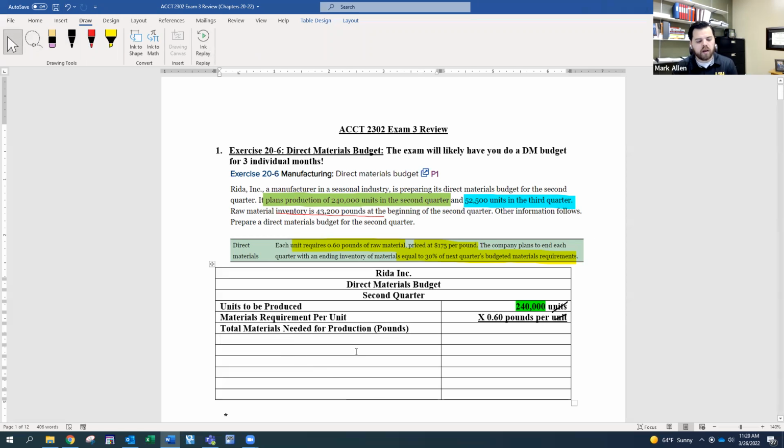Now, at this point, there's one more thing we'll need. So we don't only need enough production. And if you actually do this multiplication, that's 144,000 pounds. So we don't just need 144,000 pounds, though, because we also need enough that we have 30% of next month's materials requirements available. So what we're going to need to do is add in our budgeted materials ending inventory. And this will be 9,450 pounds.